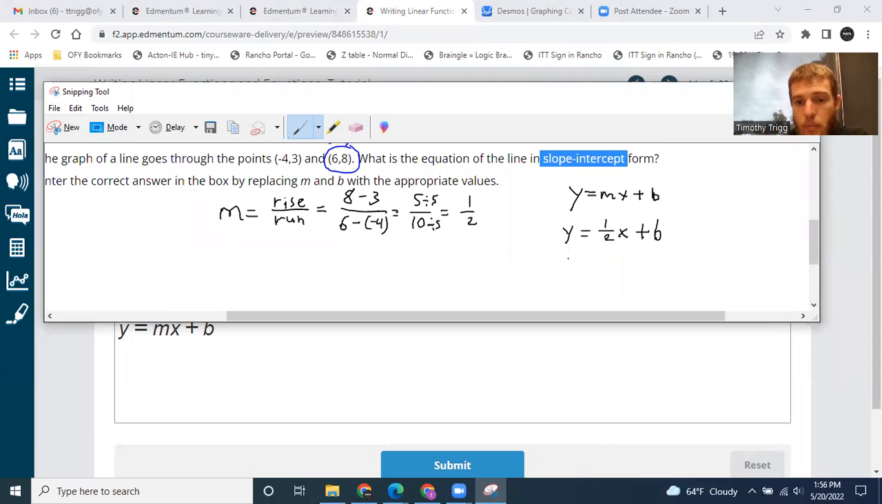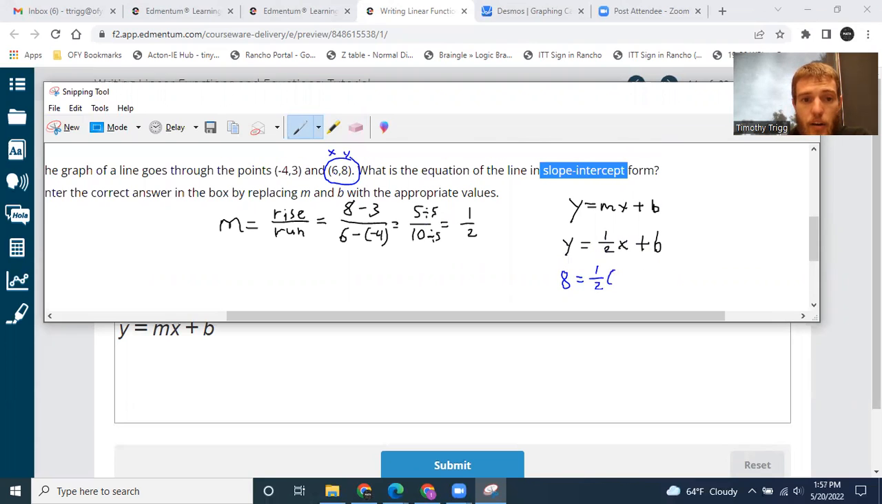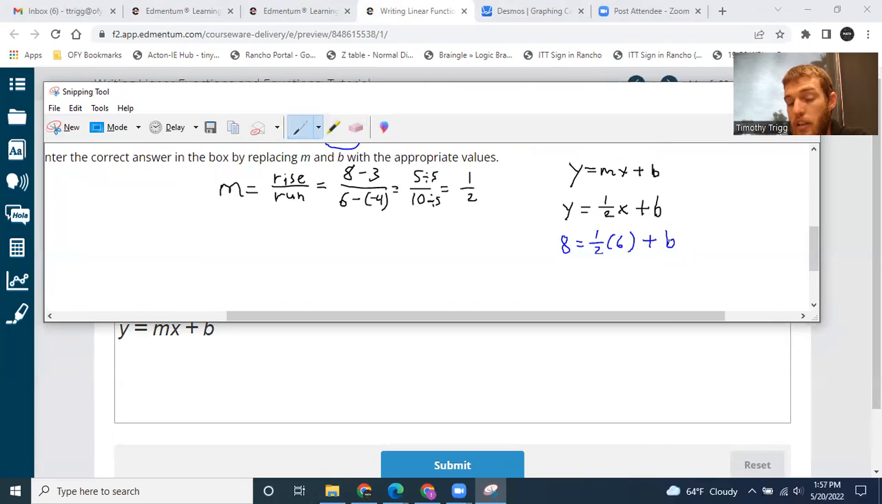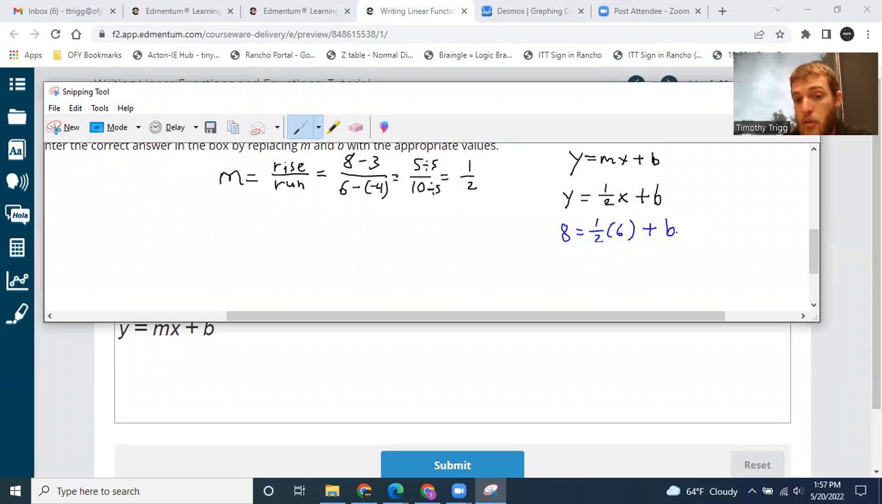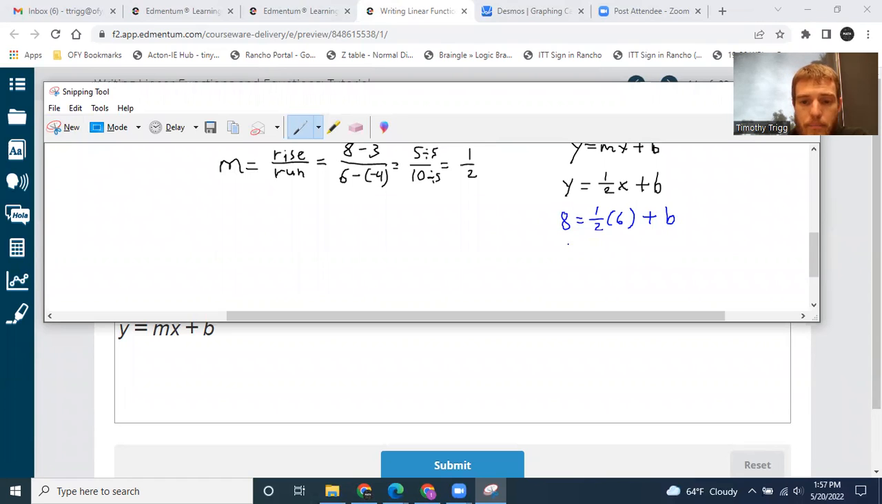So how does that look? Replacing the y with 8, we get 8 equals 1/2 times x, and the x in our case is 6, plus b. Be careful not to confuse your b with the number 6, since they kind of look similar. Anyway, this becomes 8 equals, well, what's half of 6? That's 3. Then we still have plus b.